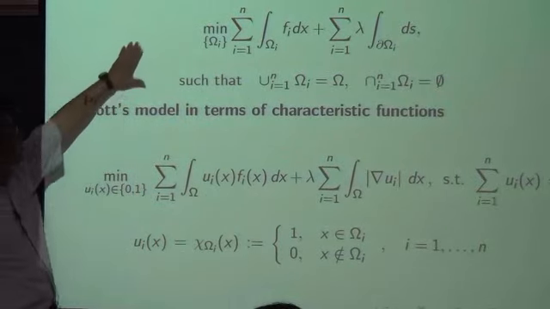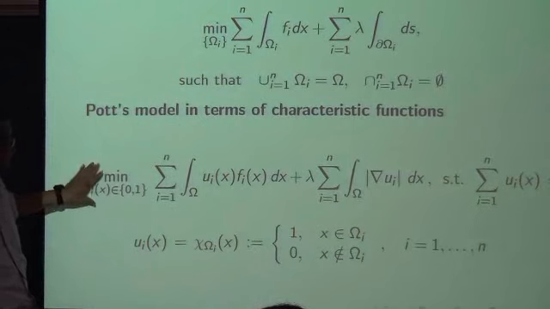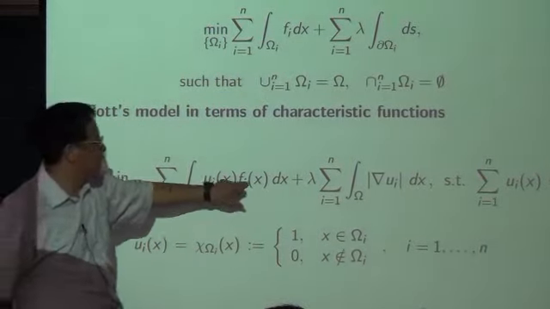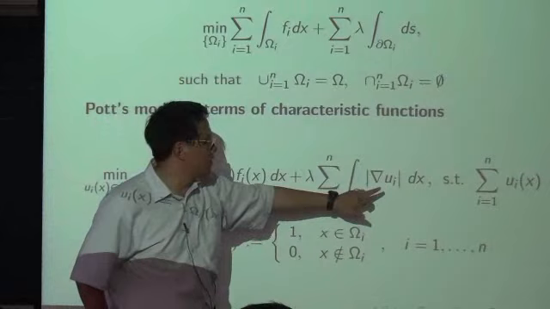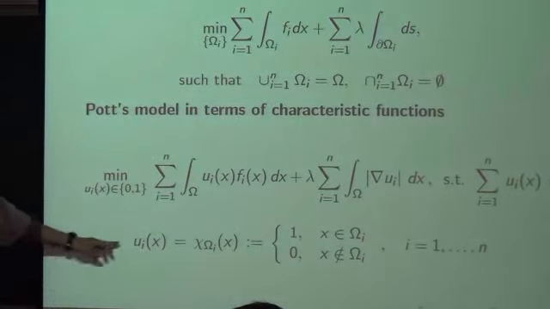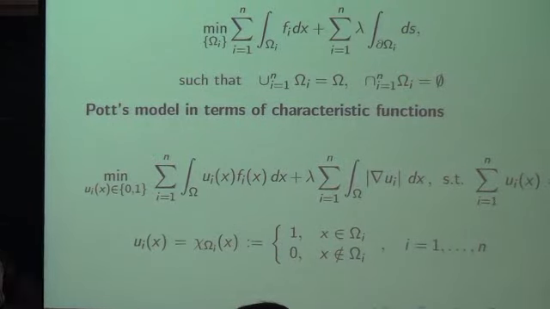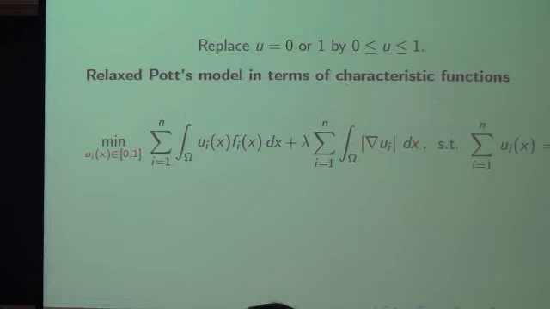So in this case, you turn the Potts model into a minimization of this one. The ui fi term here, and here is a total variation. You have this linear constraint, such that each ui must be characteristic for some region. And this is one transformation. So now we are not finding the labels, we are trying to find the characteristic functions.